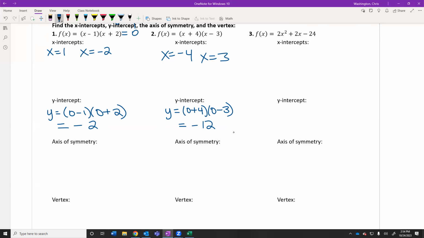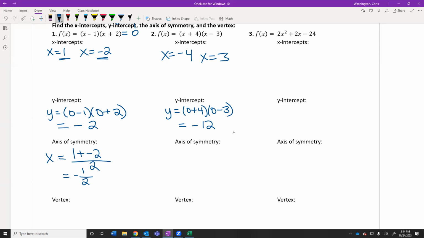The axis of symmetry, we can find it 2 ways. It's already in factored form. I don't want to multiply this out just so I can do -b over 2a. So we're going to take the average of the x-intercepts, 1 plus -2 divided by 2. What number is halfway between those two? Because we said the axis of symmetry is going to be in the middle, and all those points are going to be symmetric, the same distance away. So if we're talking about the x-intercepts, the axis of symmetry is going to be halfway between those two. So 1 plus -2 is -1, and -1 divided by 2 is -1/2.